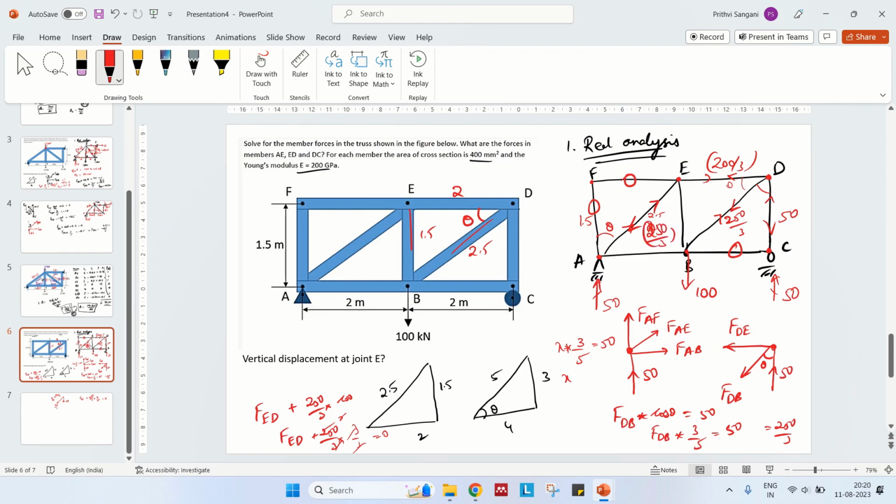Alright. So what about this? This should be tensile, and how much is that? 250 by 3 times, if this is alpha, then cos alpha is this length divided by the hypotenuse. 2 by 2.5, that is 4. So this is 50, this is 200.